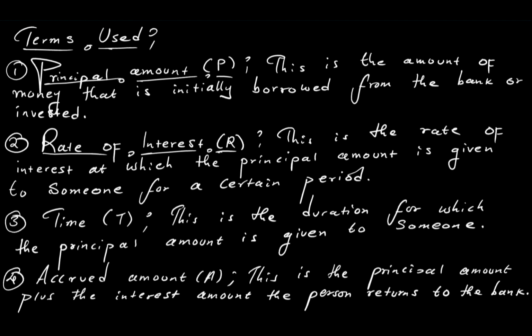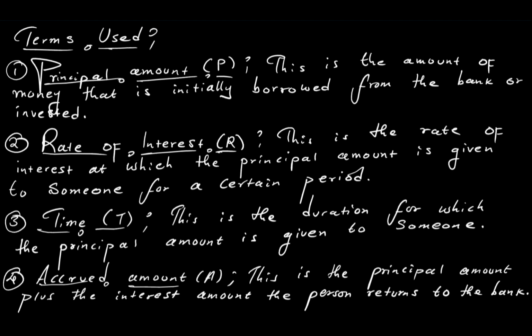This is the rate of interest at which the principal amount is given to someone for a certain period or duration rather. Then we have time, which is basically the duration. So by definition, it is the duration for which the principal amount is given to someone. Then lastly, the term that we have is accrued amount. Now this is the principal amount plus the interest amount the person returns to the bank. So it's basically like the sum of the interest plus the principal amount.